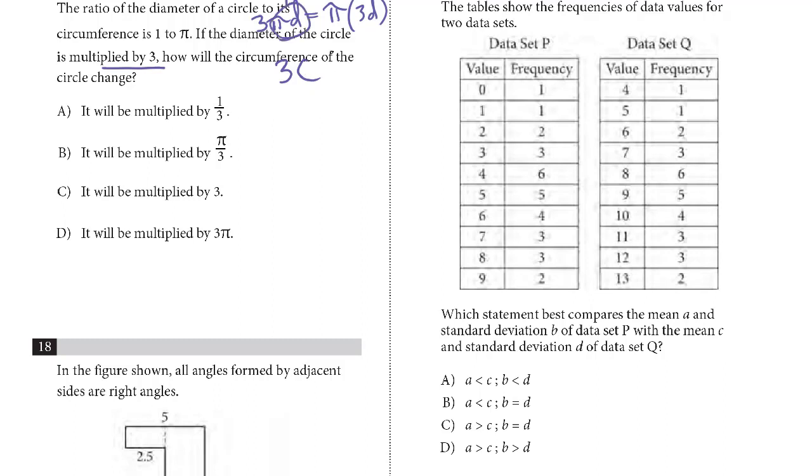So it's a direct relationship. Note, the circumference to the radius or the circumference to diameter is a direct one-to-one relationship. I multiply one by 3, I multiply the other by 3. The correct answer is C. The circumference will be multiplied by 3 if the diameter is also multiplied by 3. There's no pi's involved, there's no squaring or square rooting, because this is a direct circumference to diameter relationship.